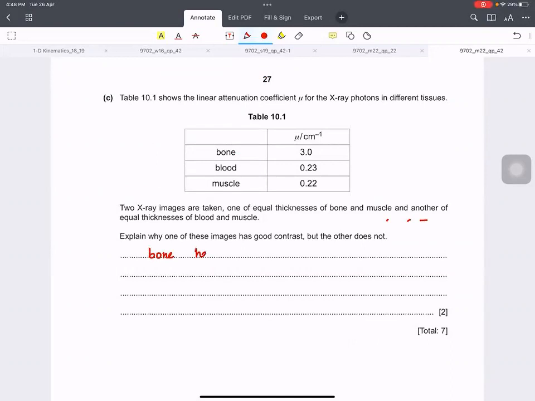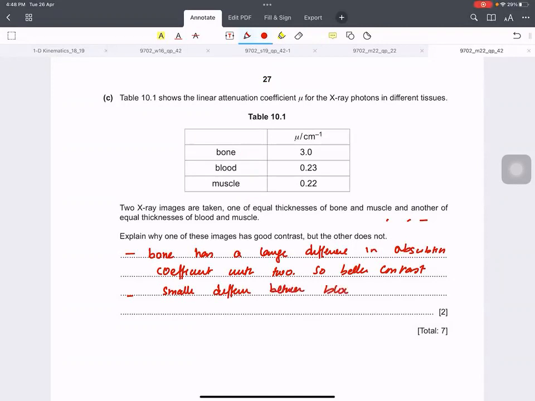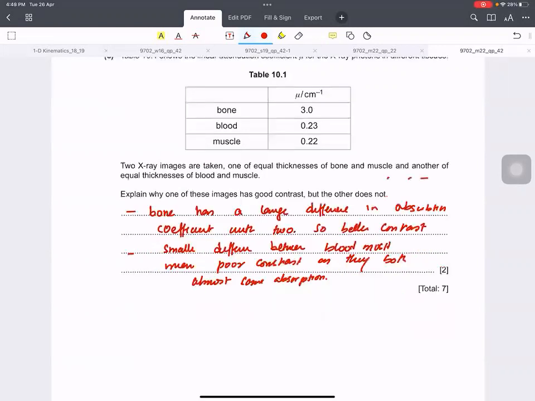bone has a large difference in absorption coefficient with the other two, so better contrast. And a small difference between blood and muscle means poor contrast, as they both have almost the same absorption. Okay, that's not bad. Easy.